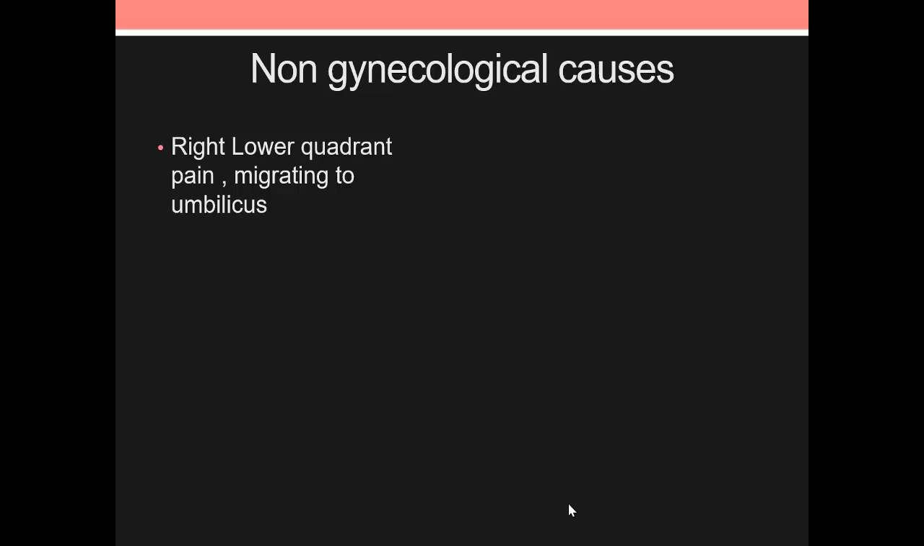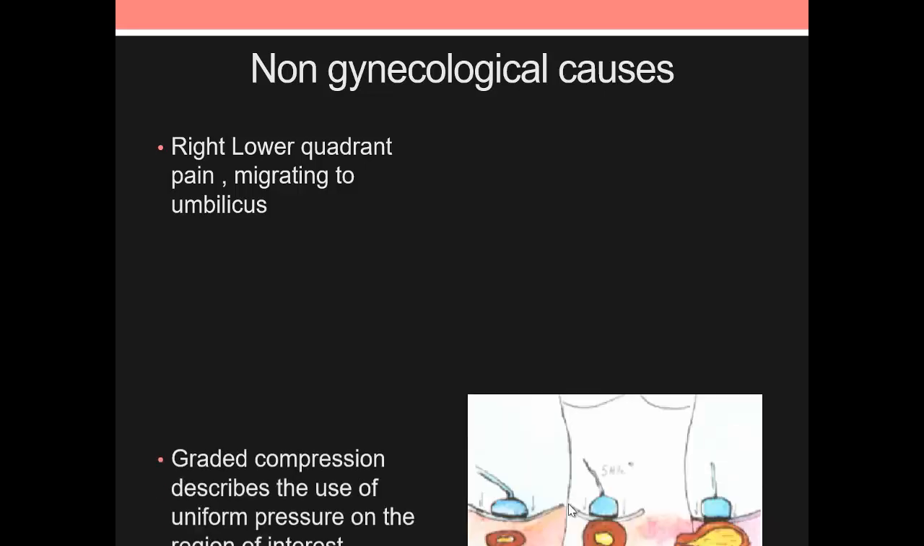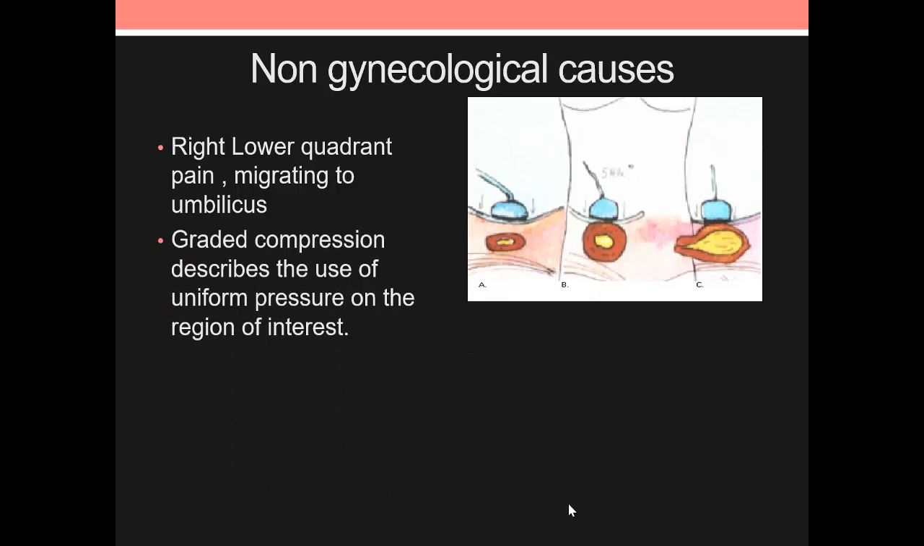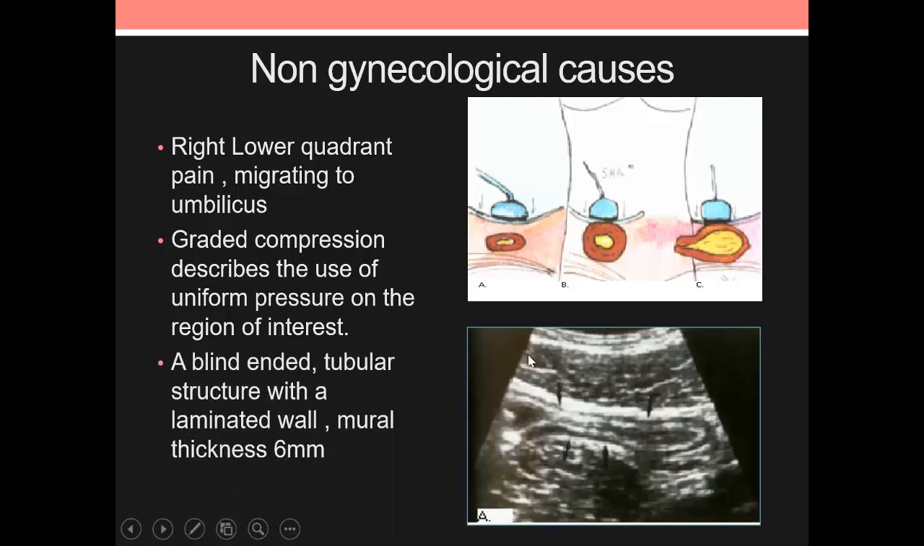We have also the non-gynecological causes. The most common is right lower quadrant pain migrating to the umbilicus, with graded compression. We apply gentle uniform pressure on the region of interest, trying to find the appendix. Of course, it is a good positive but not a good negative. If you find an inflamed appendix, it is a good positive, but if you don't find it, you must correlate with the leukocytic count and follow up.